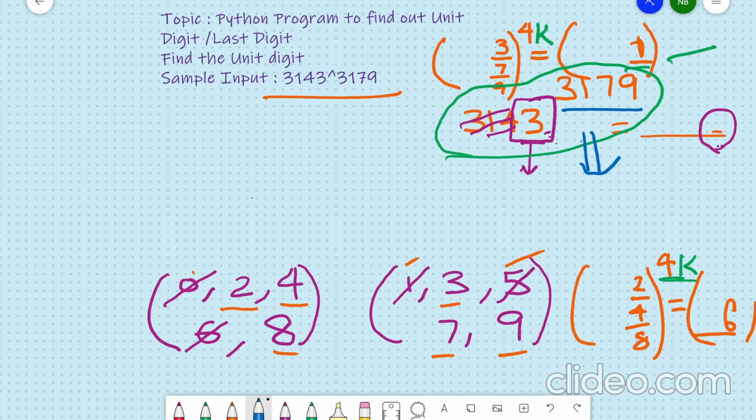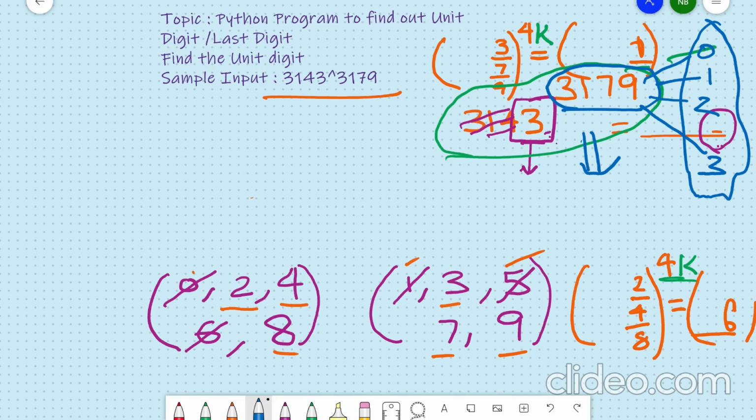So I will divide this 3179 in the program by 4, and I will get the remainder either 0, which means the power itself is divisible by 4, or it will give me the remainder 1, 2 or 3. Now how will I handle this 0, 1, 2, 3? That's another problem. Nothing. So 3 cube, if let's say the remainder is 3, what will I do? I will multiply the 1 which I have got as 3 to the power 3176, so that I have 3 to the power 3176 into 3 cube, correct?